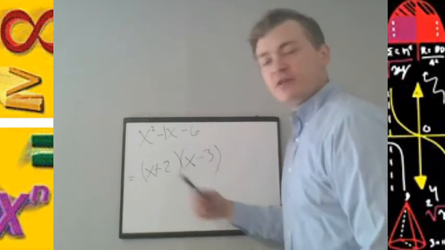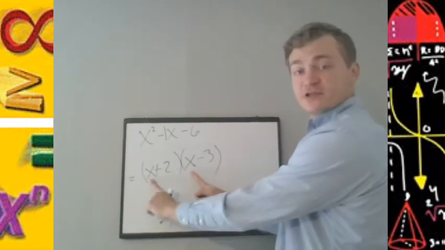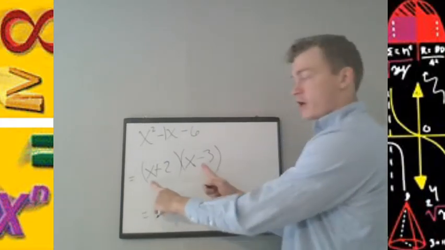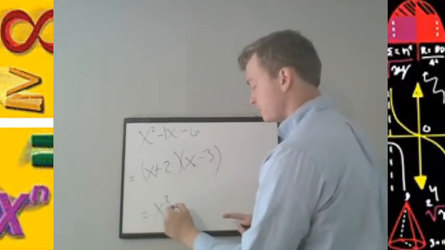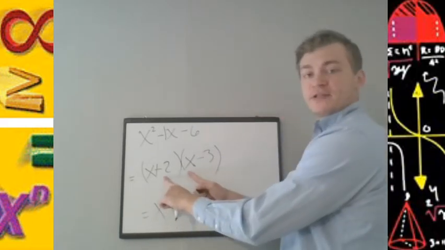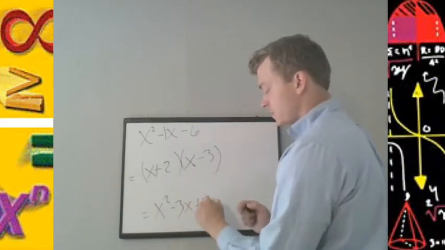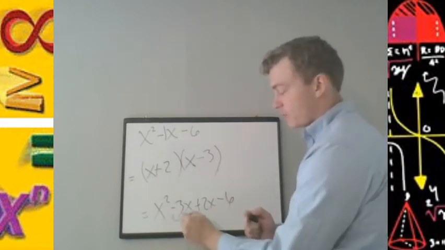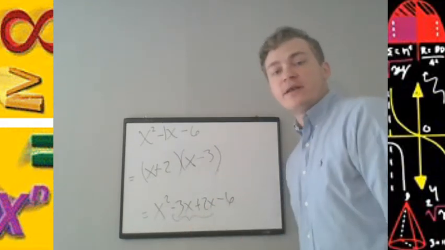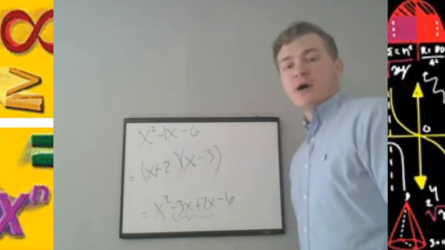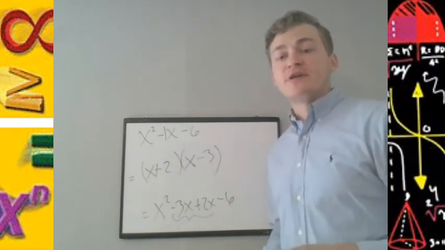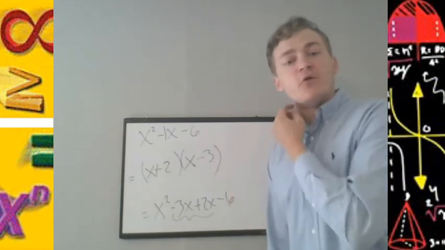Let's check this using the FOIL method. Product of the first terms here, x and x, is x squared. Our outer product is the minus 3x. Inner product is the positive 2x. The last product is the minus 6. Once again, we see here that our inner and outer product will combine to give us that middle term, minus 1x. Verifying, confirming that these binomial products are commutative, and it doesn't matter the order in which we write them.